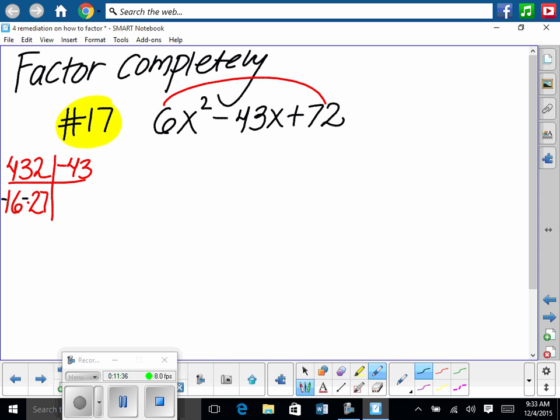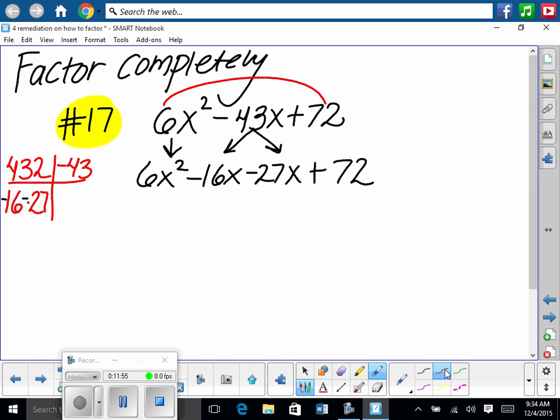Now, we cannot quick factor due to the fact that A is not 1. So we drop down our n terms, 6x squared, put these in. Doesn't matter the order, minus 16x, minus 27x. We're breaking down the middle term as those two terms, and we drop down the n term 72. Then we group the first two terms. We group the second two terms, including the sign.